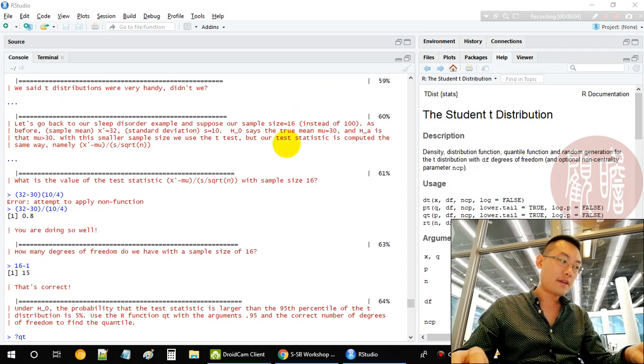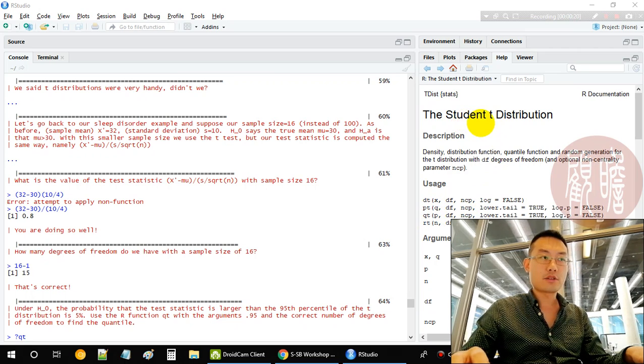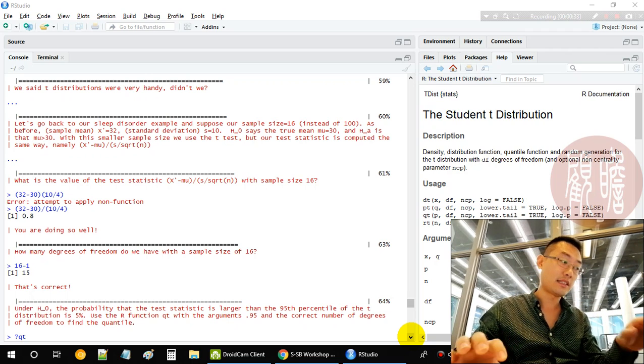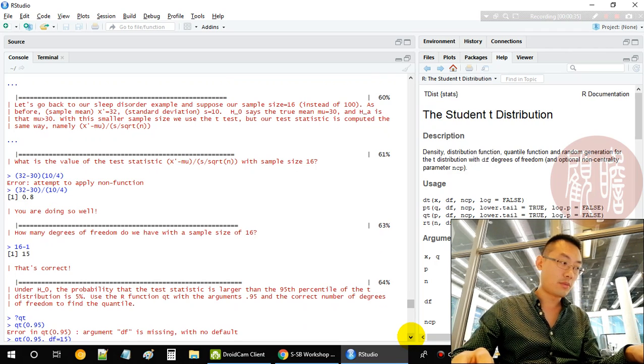So we can have a look at the t distribution by using question mark quantile t. It pulls out the help page. So we have the density function, probability, quantile, and the random t. The t distribution is called the standard t distribution, which is a more conservative distribution compared with the normal distribution when the sample size is small. Move on to C.